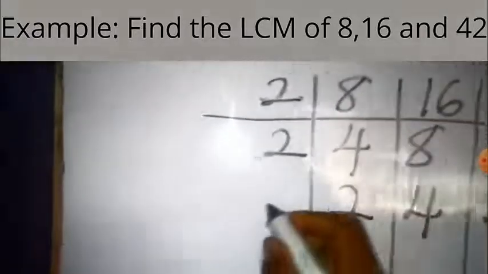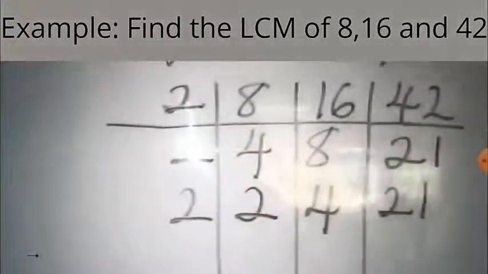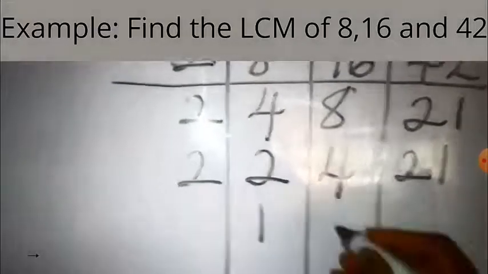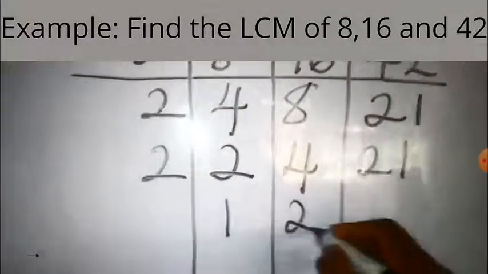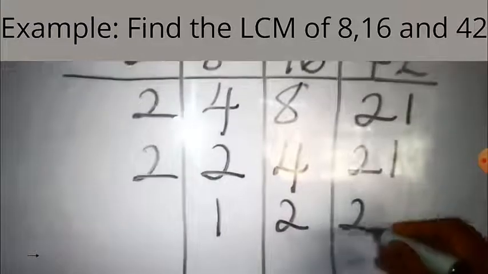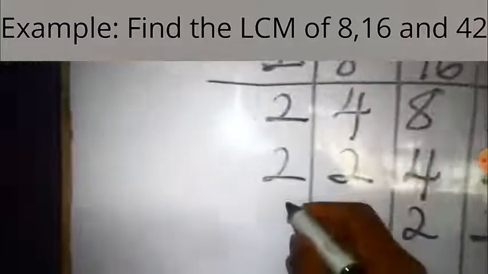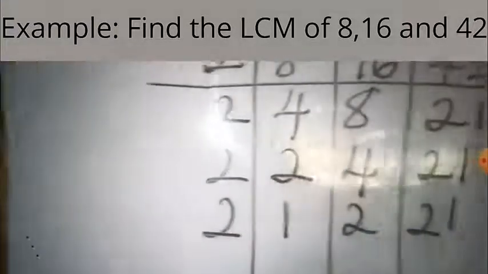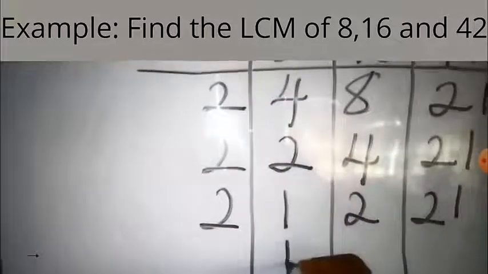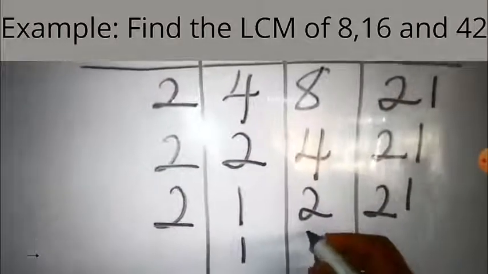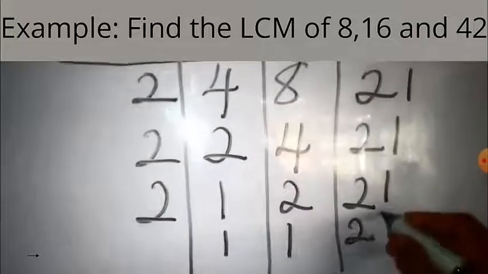so put at 21. We have our 2 again. 2 goes into 2 1 times, 2 goes into 4 2 times, and we still have our 21 because 2 cannot go into 21 without remainder. 2 goes into 1 1, 2 goes into 2 1, and we have our 21 again.